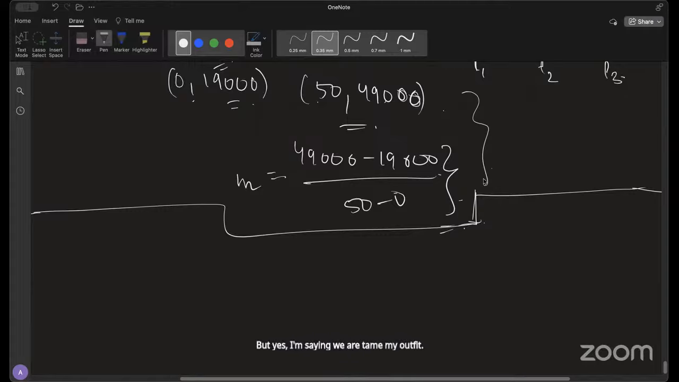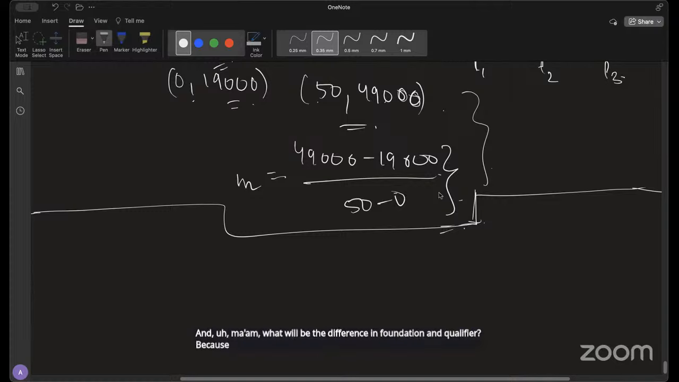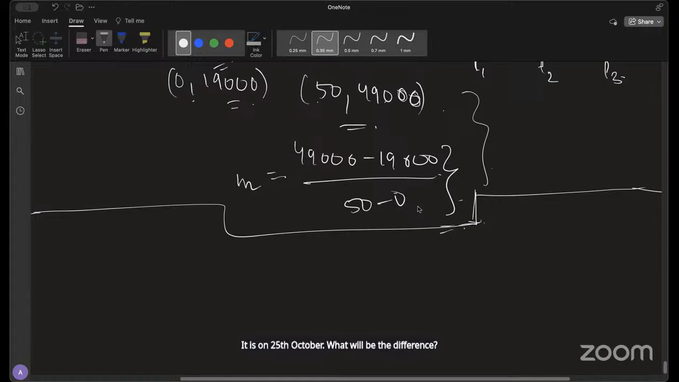And ma'am, what will be the difference between foundation and qualifier? Because I have done the qualifier. So what will be the difference in the foundation exam? It is on 25th October. Foundation is like the entire first level, and you have exams there, the qualifier. I'm not sure about it.